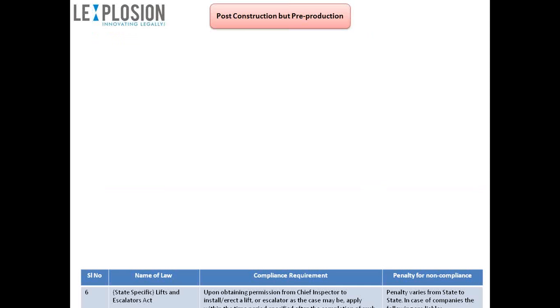You need to obtain permission under the Lifts and Escalators Act, which is prevalent in the state in which we are setting up a factory. And you need to apply within the time period specified after the completion of such installation and erection for a license to operate the lift or escalator, and this application needs to be made to the Chief Inspector under the enactment.